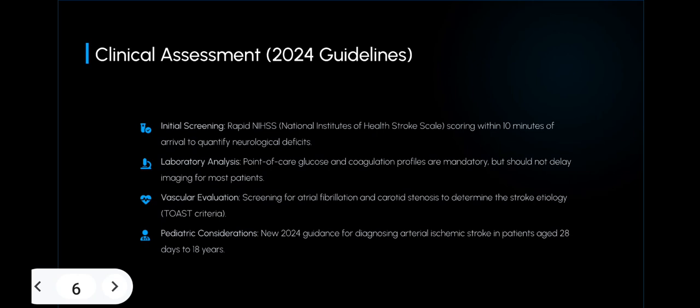Pediatric considerations: new 2024 guidance for diagnosing arterial ischemic stroke in patients aged 28 days to 18 years.